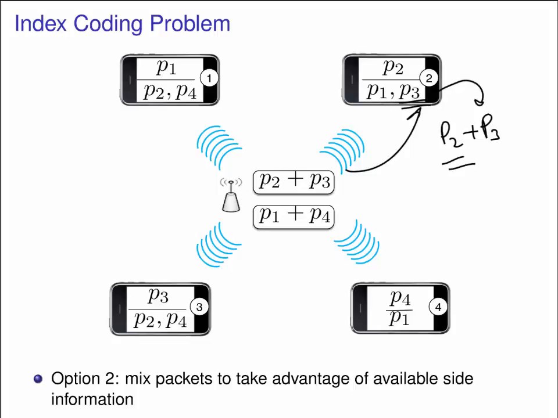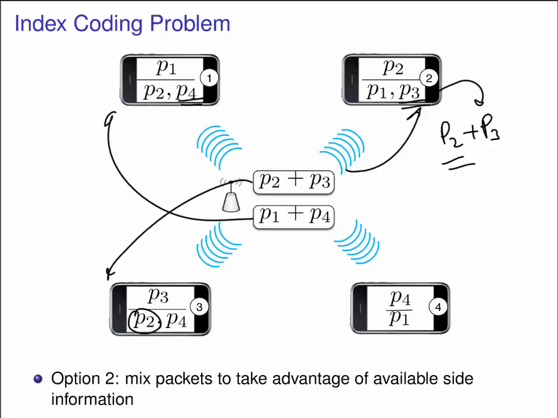If you're looking at client number 3, it will receive again P2 plus P3. It knows P2 because it's its side information, and then it will be able to substitute P2 and get P3. Similarly, packet number 2, which is P1 plus P4, can be used by client number 1 to decode P1.